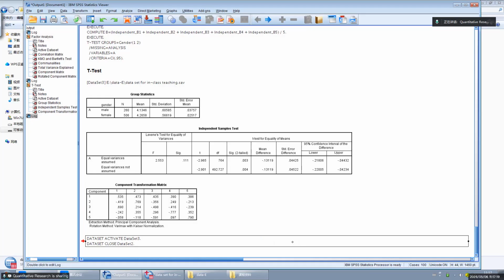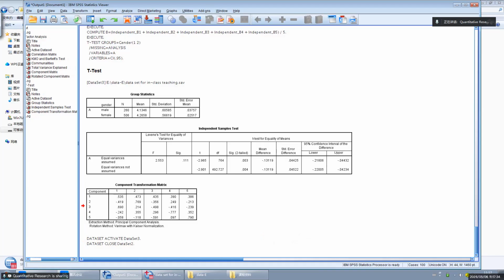Now we know the second p-value in the first row. In the first row, this p-value is significant, represented by two asterisks. Because it's significant, it shows there is a significant gender difference in A. You understand me?